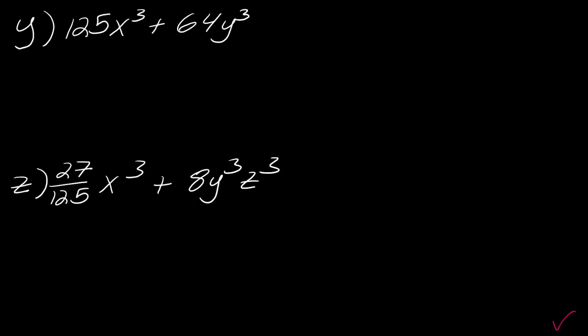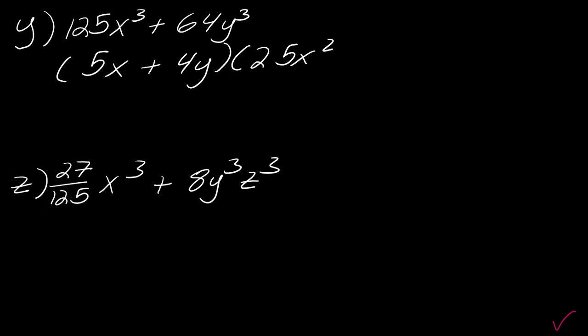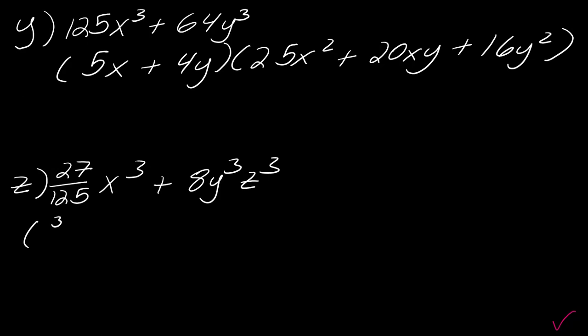Okay, so let's try that again now with these next examples. So let's go ahead and do the first one. So this is going to be 5x plus 4y, and then this will be 25x squared plus 20xy plus 16y squared.